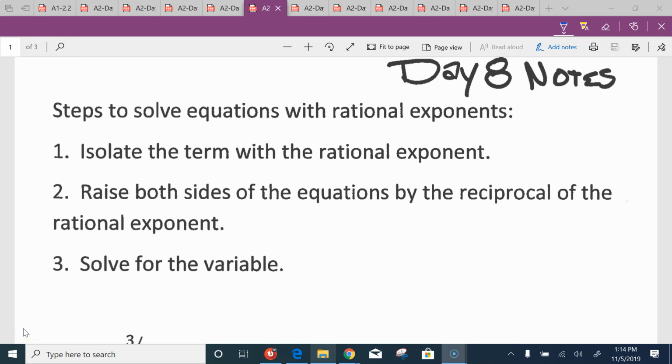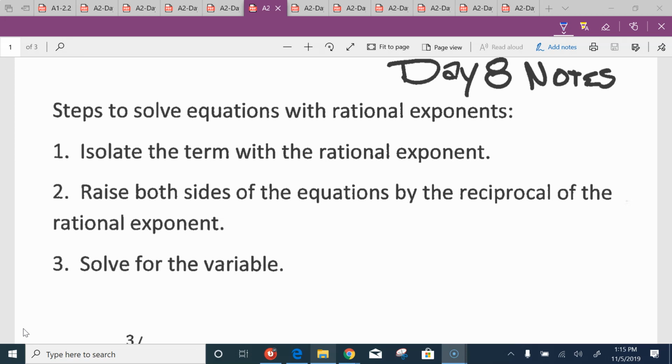Today we'll be working on solving equations with rational exponents again. We have 3 steps basically to follow, and you can repeat this process over and over for every single problem, integrating PEMDAS and the rules for exponents and radicals that we learned last week and this week. So here's the 3 basic rules.